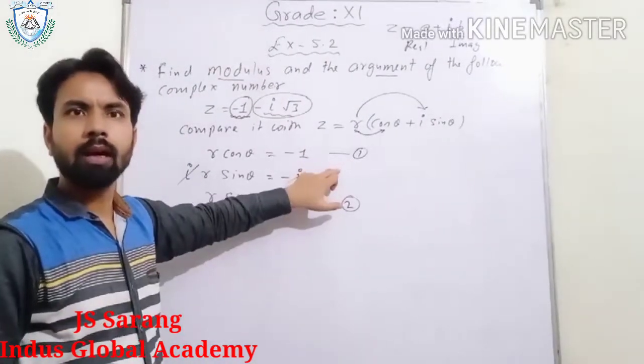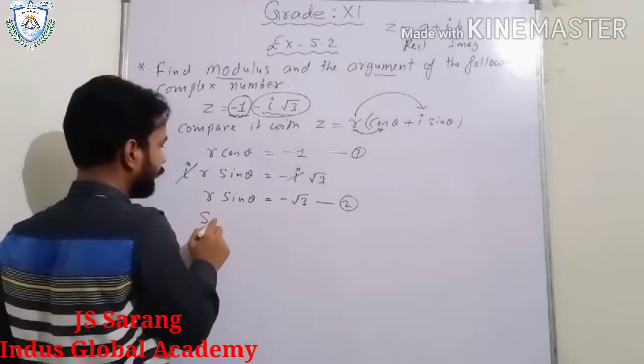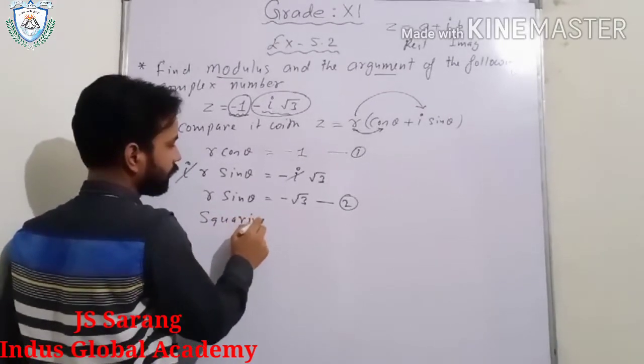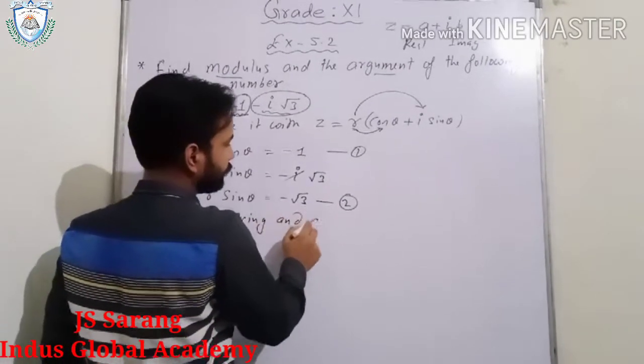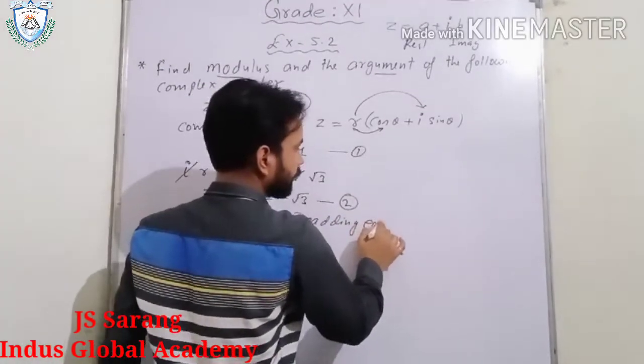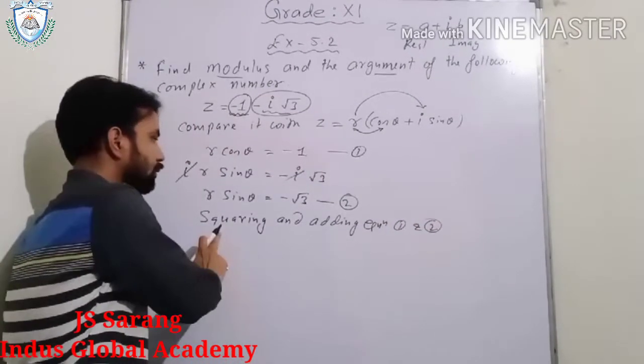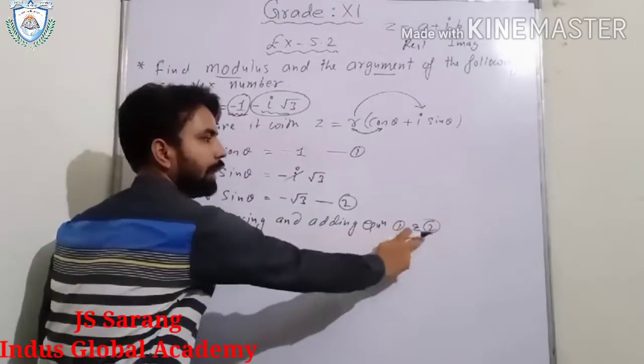Now after doing this, we will have to add these two equations after squaring them. So what do we have to write? Squaring and adding equation 1 and 2.